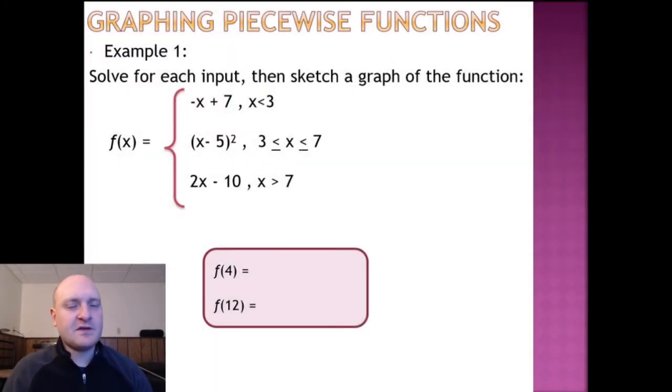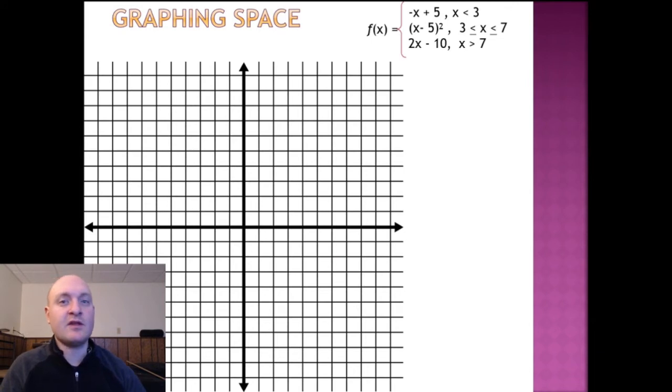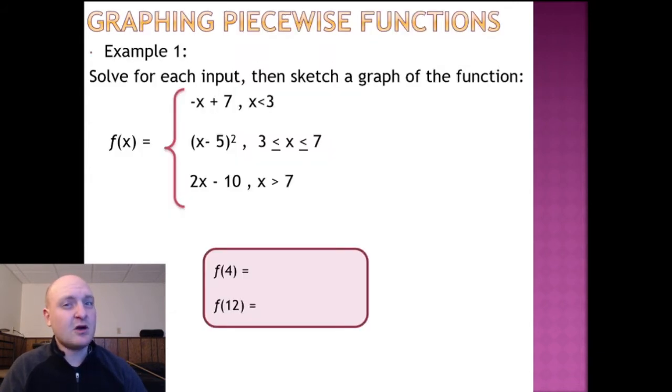So, for the first of our 3 examples today, we're going to look here at solving for each input and then sketching the graph of the function. Now, you'll notice that I don't have a grid set up on this. In fact, I'll set up the grid for the next part. I'm going to start with the inputs, then we'll do the graphing after.